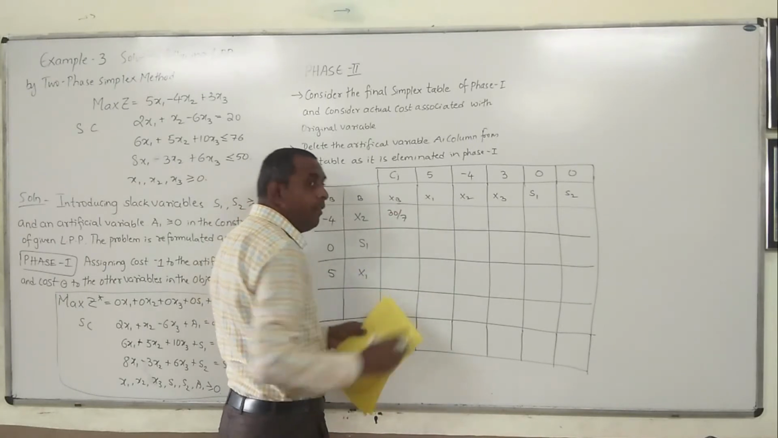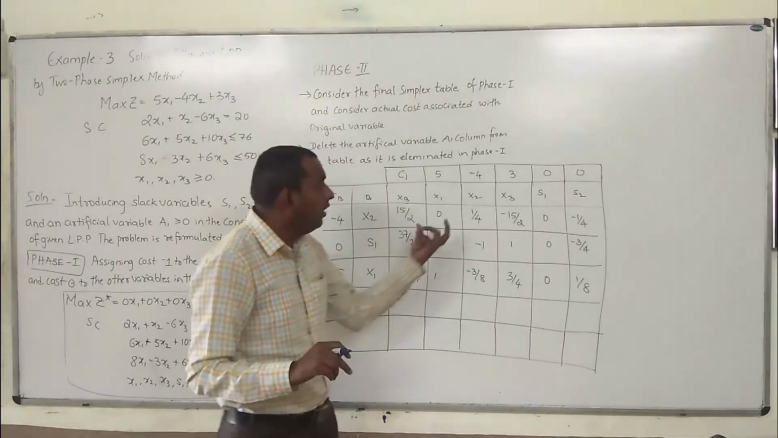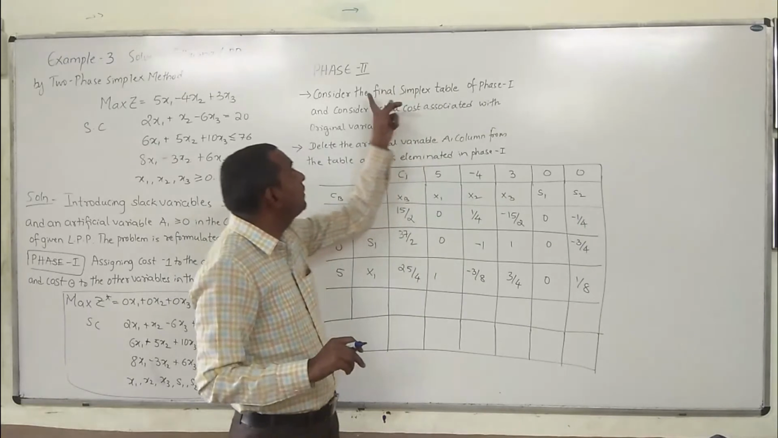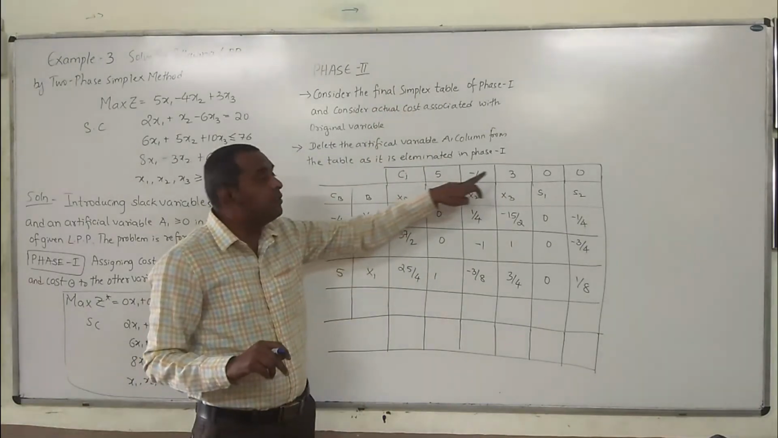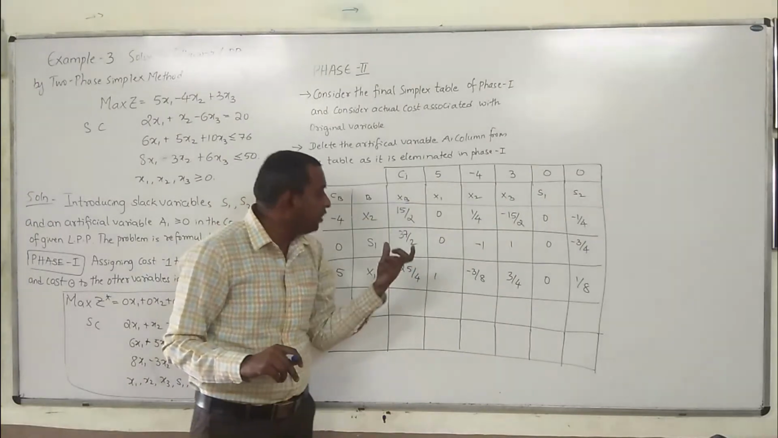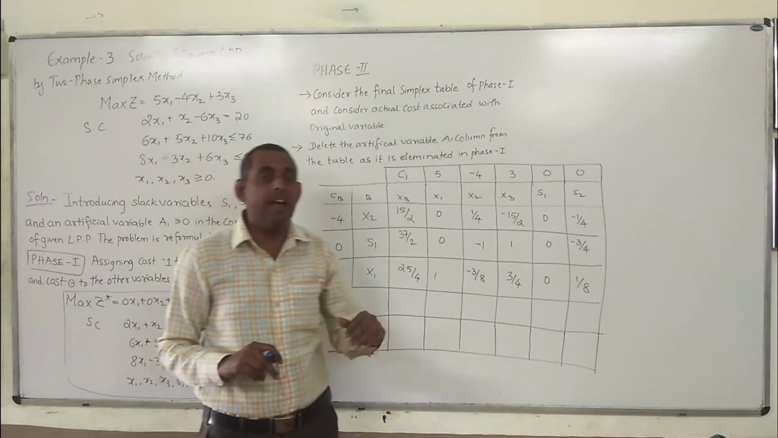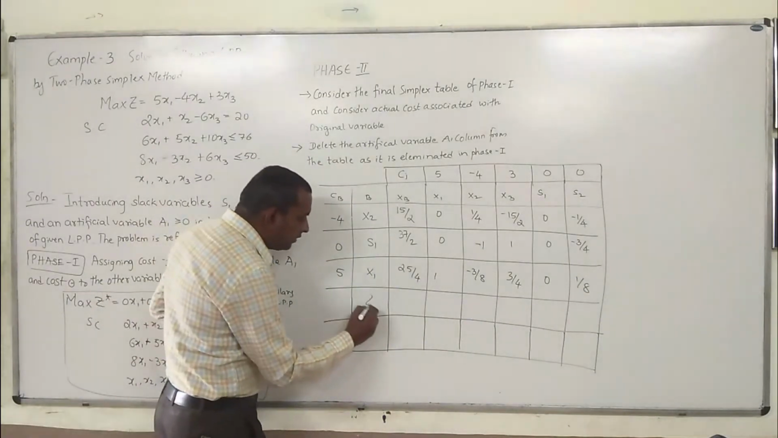So write down the values here. These are the previous values of the final simplex table of phase 1, but we are replacing with the original values of the objective function and removing the artificial variable column because it is already eliminated in phase 1. So let me find the Zj value here.